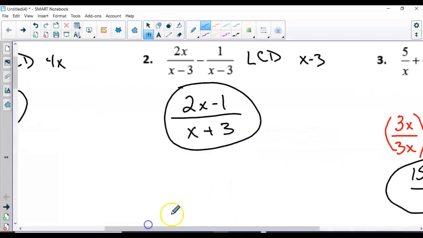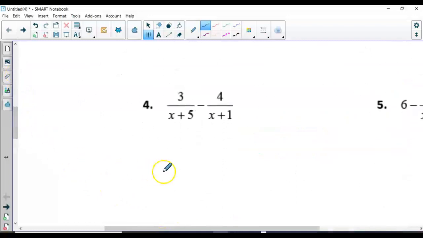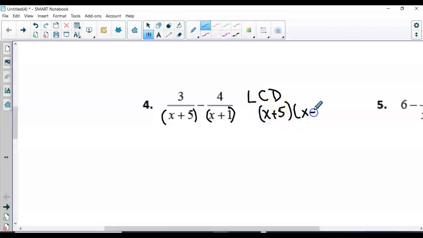Okay. They're going to become more complex as we go. So now, if you remember, this is already in factored form, so the expression itself can be in factored form. I can't factor anything out, can't take out anything, so these terms are factored forms, and they are both different, so we need to multiply them together to get the LCD, which is x plus 5 times x plus 1.